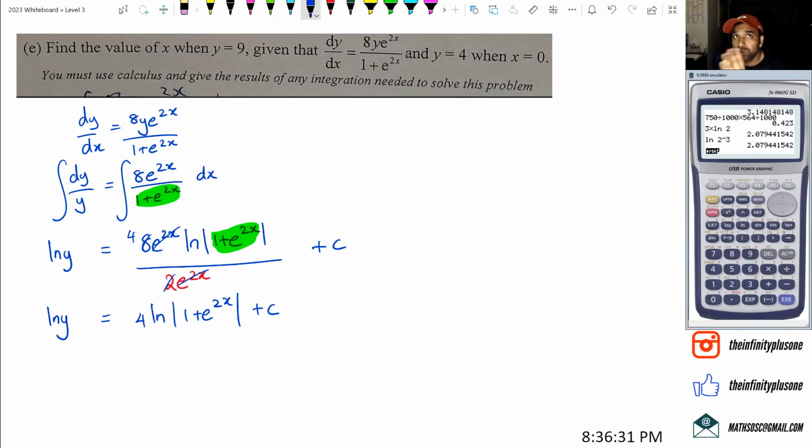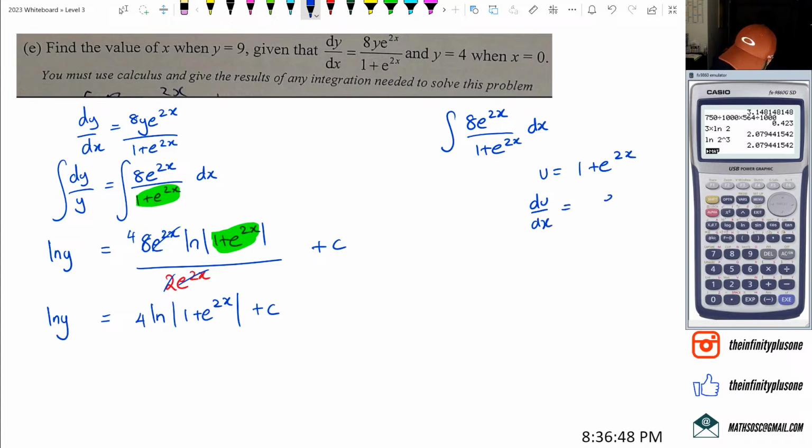Now if you're doing it through substitution, you would do something like this: 8e^2x divided by 1 plus e to the power of 2x dx. So you would put down u is equal to 1 plus e to the power of 2x, then du/dx is equal to e to the power of 2x multiplied by the differentiation of 2x, which is 2. So what you could do is write 8 times e to the power of 2x as 4 times 2e^2x dx, and 1 plus e to the power of 2x.